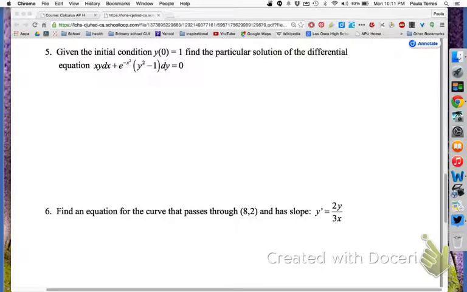Boy, this next one looks scary, doesn't it? So I want to find a particular solution, and they gave me the initial condition. So I'm going to have to integrate, because I'm going to have to go back up a level, and I'll need to separate and get x's and y's on one side. So let's start by moving this to the right. We'll see how that helps us.